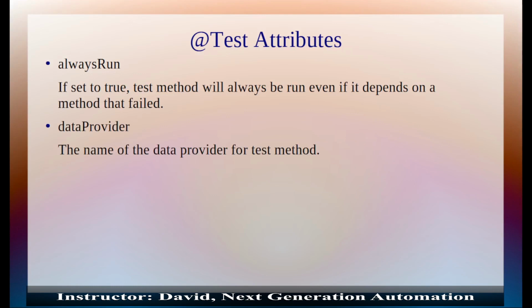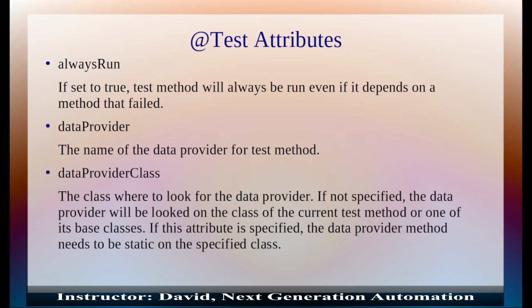Data provider attribute. As part of this attribute, it defines the name of the data provider for the test method. Data provider class attribute. As part of this attribute, it defines the class where to look for the data provider. If not specified, the data provider will be looked for on the class of the current test method or one of its base classes. And if this attribute is specified, the data provider method needs to be static on the specified class.